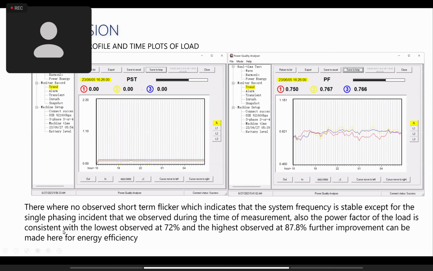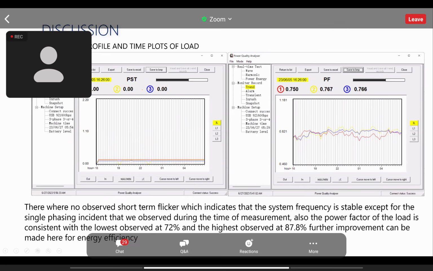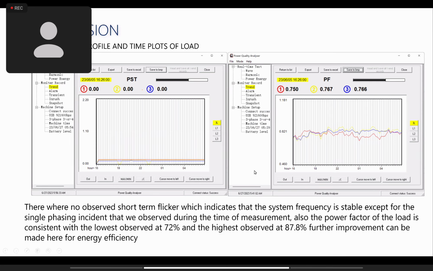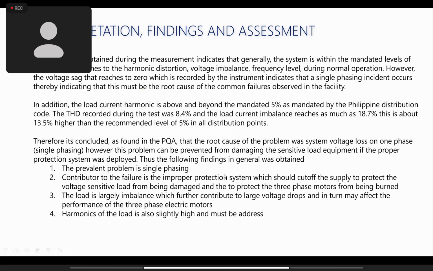Right. Power factor also was measured during the time. Nakita natin there is a room for improvement in terms of efficiency. Okay, so all in all, kita natin yung prevalent is single phasing problem. So identify natin that this could be the root cause of the frequent equipment damage and the harmonics.